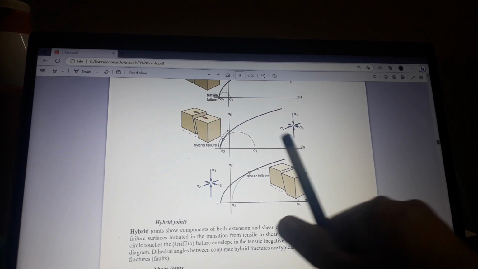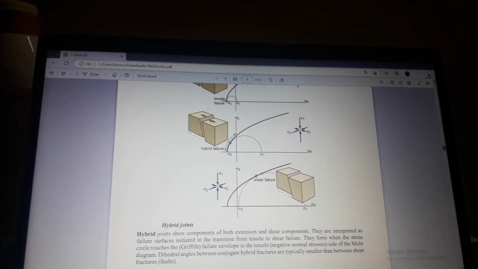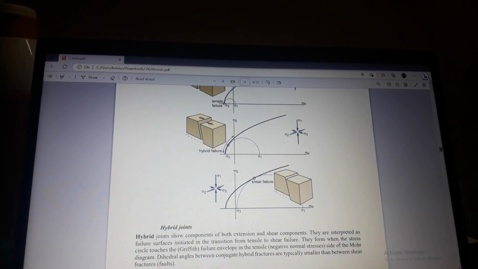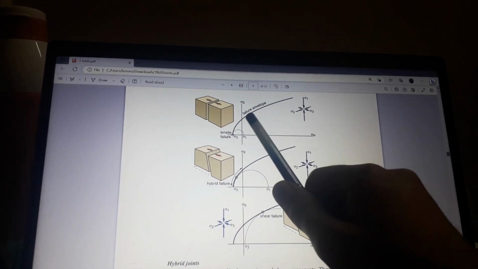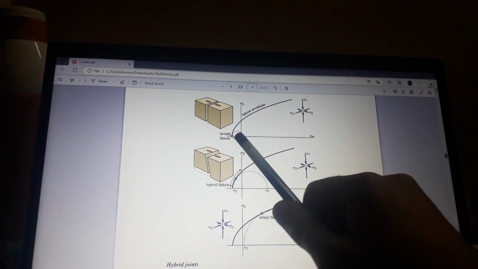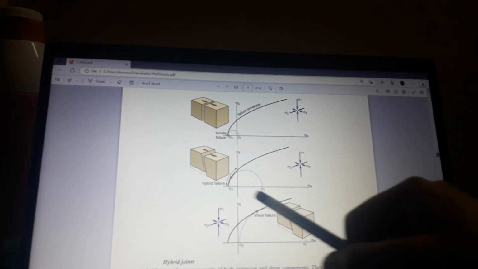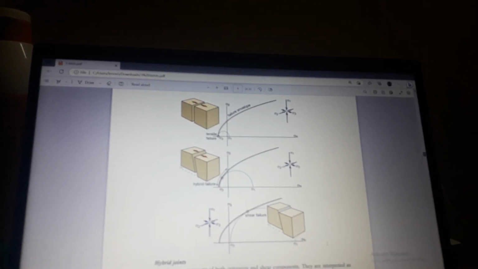This one is the graph. This one in this diagram, this one is the graph. This is failure in value. This is tensile failure. Sigma 1, sigma 3. This is hybrid failure. This is sigma 1. This is sigma 3. This is shear failure. This one is the graph.